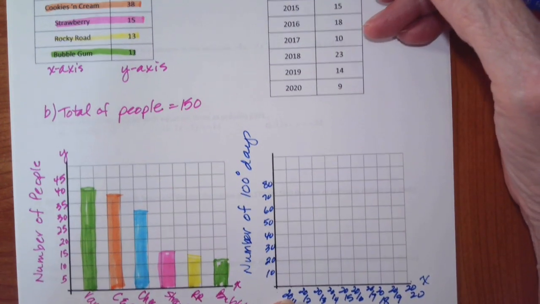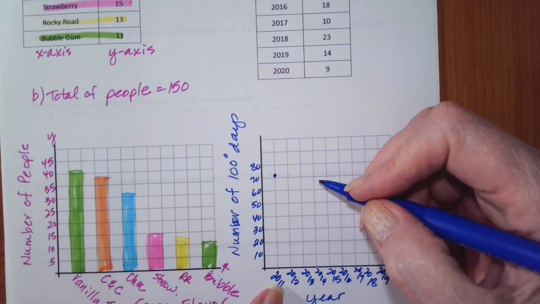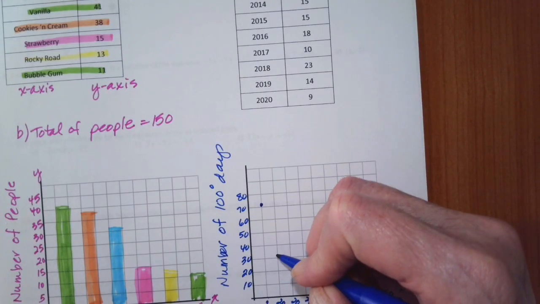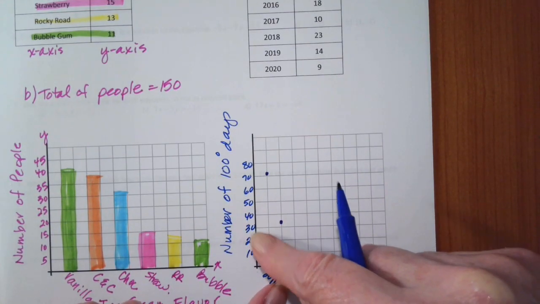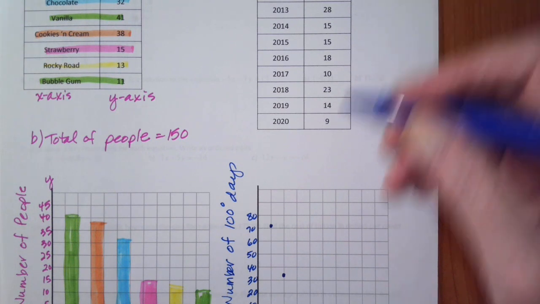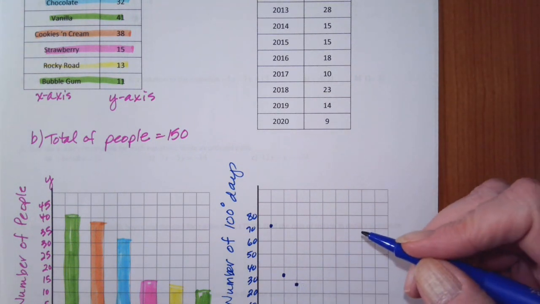Okay, so in 2011, we had 71. In 2012, we had 34. I have to remember where I'm putting my dot, that this scale goes from 30 to 40, so 34 is a little less than half. In 2013, there were 28, so it's going to be a little less than 30.